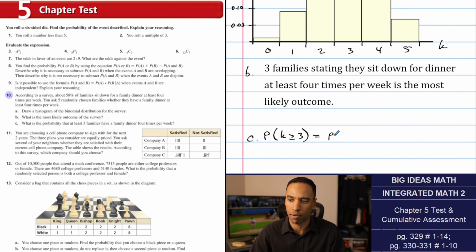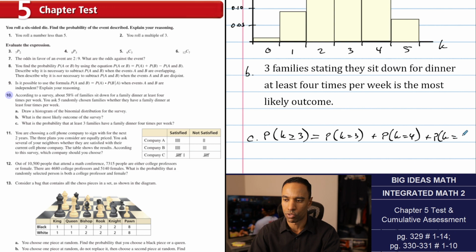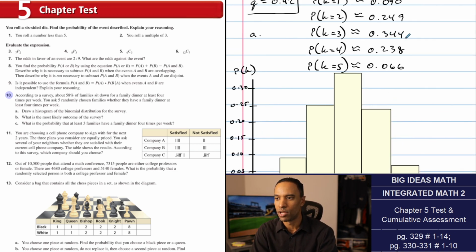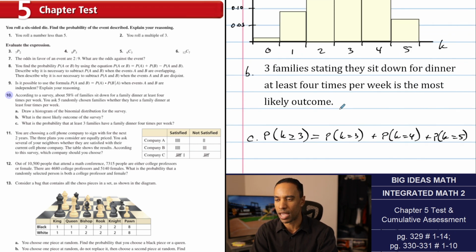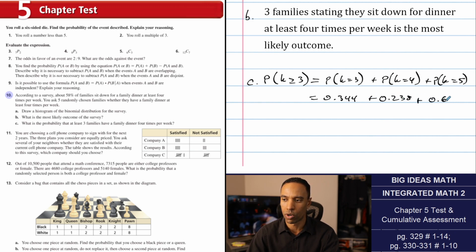We're looking at probability of 3. It should say K equals 3. Let's see. Probability that K equals 3 plus probability that K equals 4 plus probability that K equals 5. So in that case, we have to add those 3 sets together: 0.344, 0.238, and 0.066. Now, these were rounded.